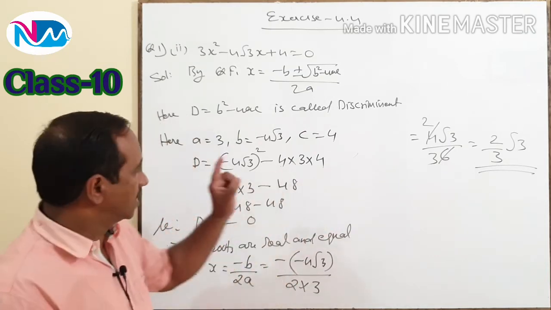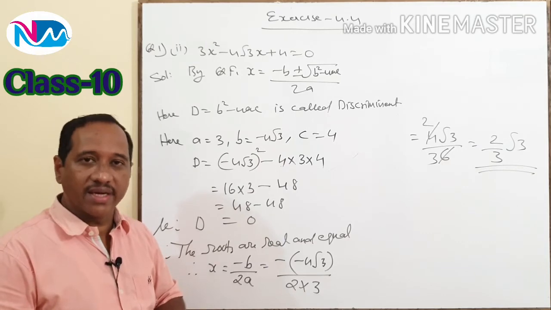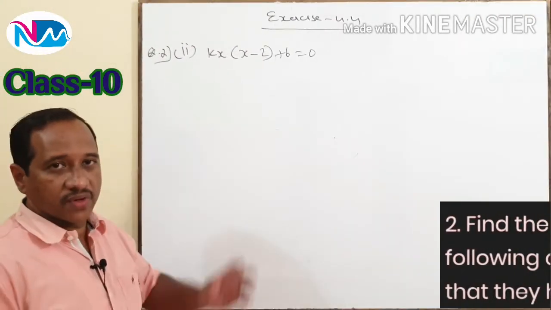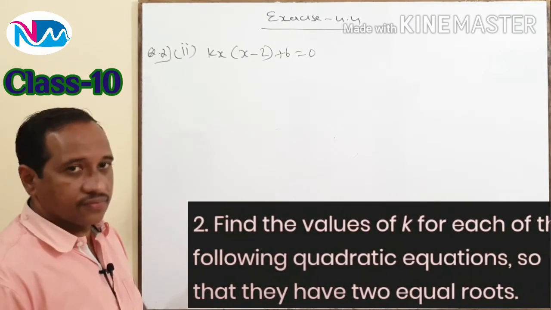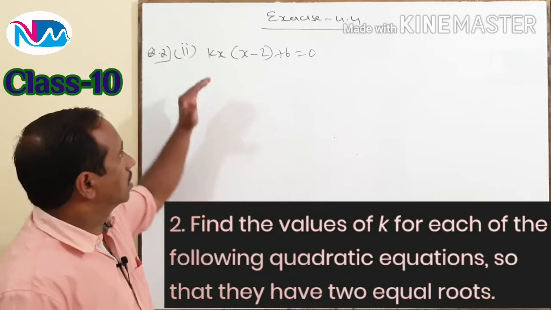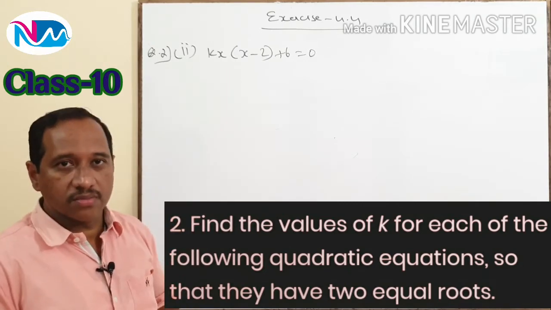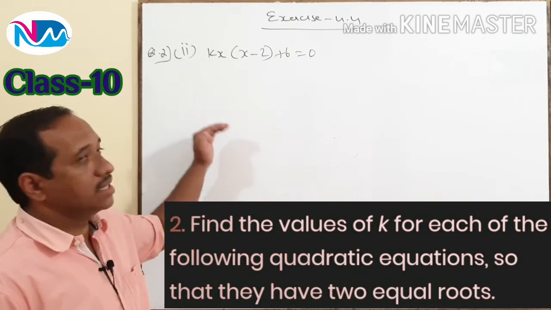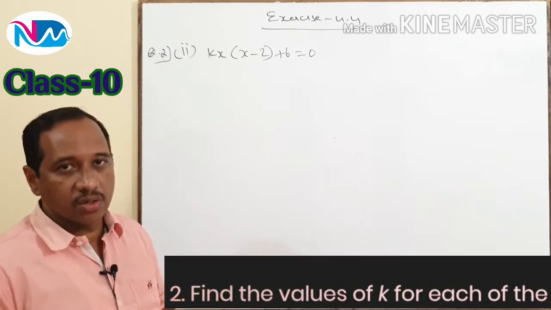Remember, if D is less than 0, then that quadratic equation will not have any real roots. In question number 2, find the value of k in each of the following quadratic equations if they have real and equal roots. So you are given a quadratic equation. Here it is not in the standard form, but it is given that this is a quadratic equation and it has real and equal roots. So find the value of k.